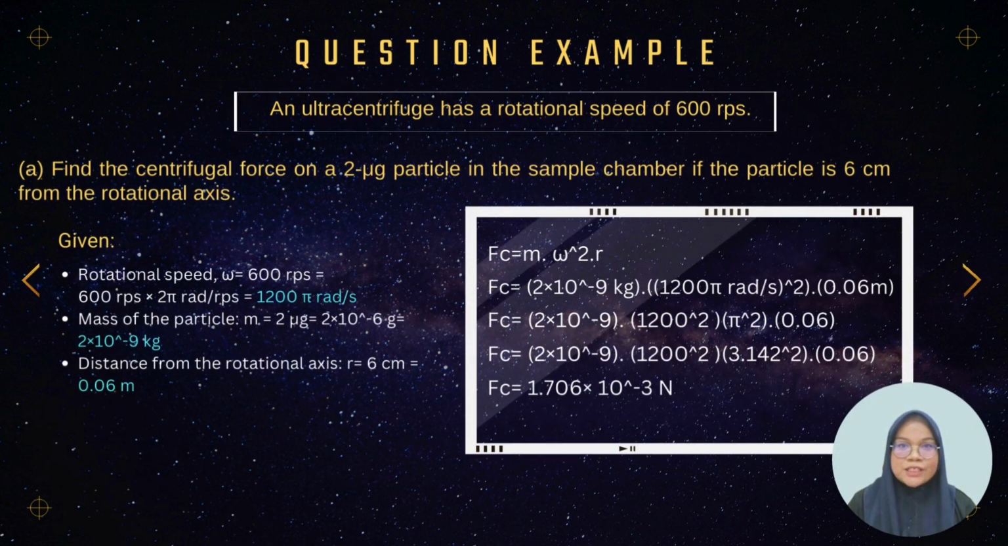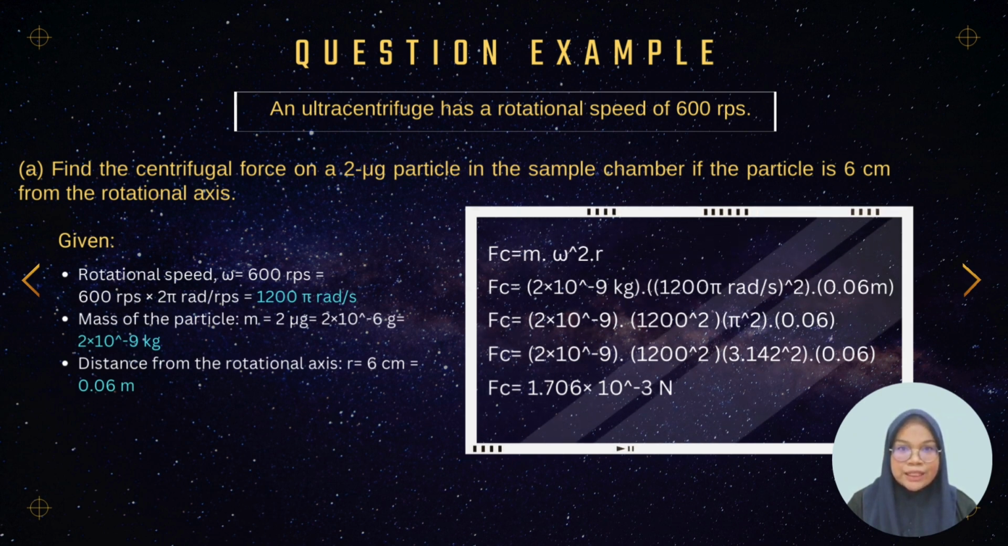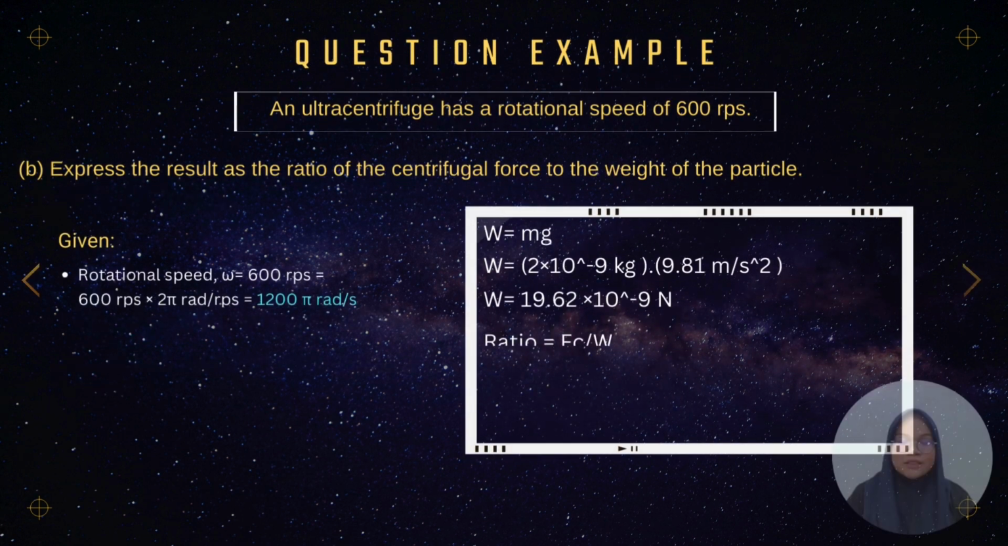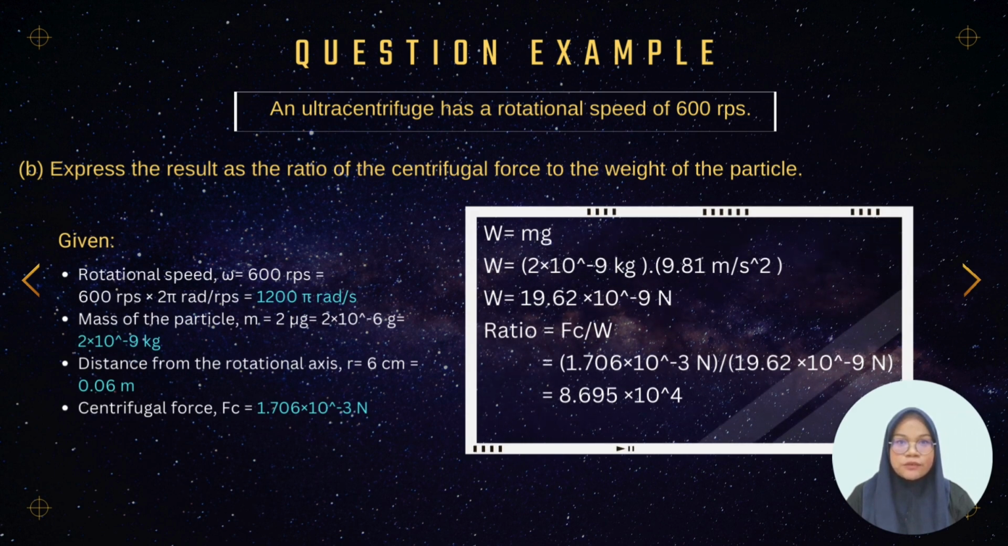A. Find the centrifugal force on a 2 microgram particle in the sample chamber if the particle is 6 cm from the rotational axis. The formula for centrifugal force is given by the expression Fc equals the mass times the square of the rotational speed times the distance from the rotational axis. Given that m is 2 times 10 to the power of negative 9 kg, omega is 1200 pi radian per second and r is 0.06 meter. Substituting these values into the formula, we get the centrifugal force equal to 1.706 times 10 to the power of negative 3 newtons.